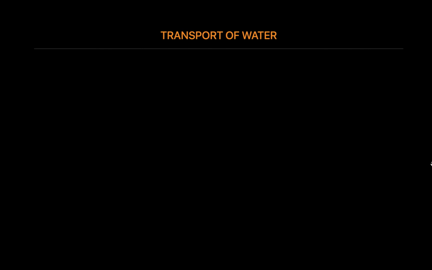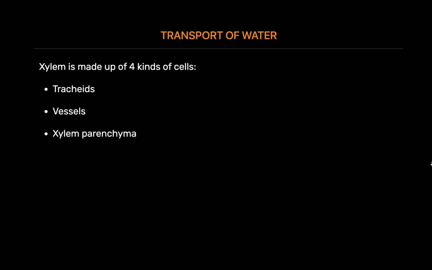Transport of water. Xylem is made up of 4 kinds of cells. Tracheids are tubular cells in the xylem of vascular plants, involved in the water conduction from roots to the leaves. Vessels are elongated dead cells found in the xylem of flowering plants, consisting of perforated cell walls through which the water flows. Xylem parenchyma is responsible for storing the prepared food and assists in the conduction of water. Xylem fibers are supportive in function. It is responsible for transporting food from the leaves to the other parts of the plant.